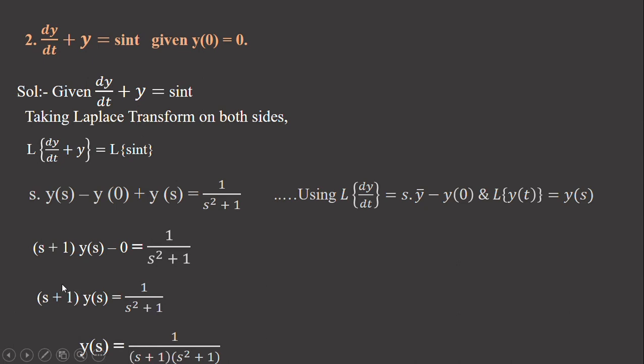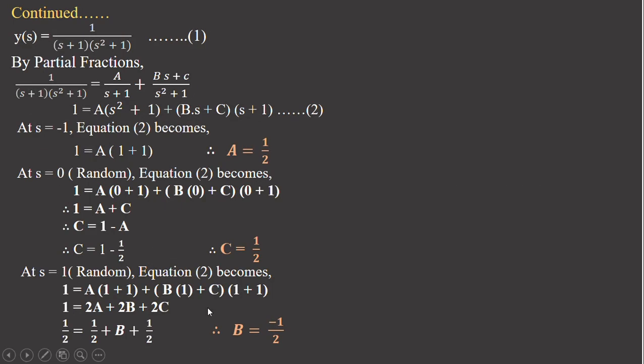Now this is the bracket with s plus 1. We have to shift it into the RHS. So now your RHS is a rational fraction, 1 upon (s plus 1) into (s square plus 1), for which we have to find the respective partial fractions. 1 upon s plus 1, this is a non-repeated linear factor. This one is an irreducible quadratic non-repeated factor.